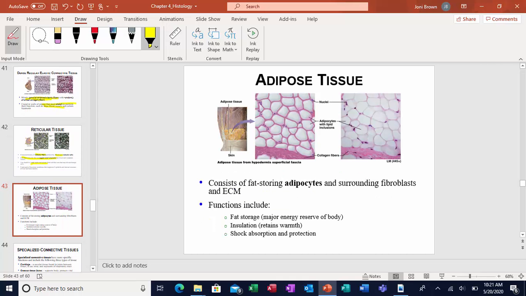Adipose tissue. Adipose tissue is nothing but fat. It looks like a honeycomb, and that fat gets inside that honeycomb shape, and it just fills it up. And fat is used for insulation and shock absorption and protection, as well as energy. So fat has a lot of uses.